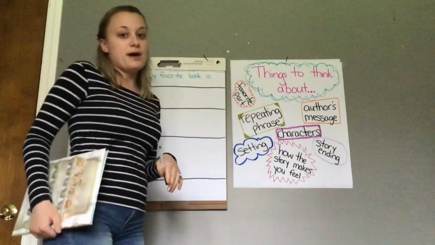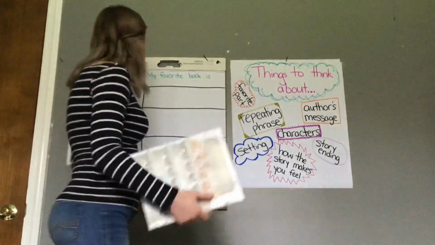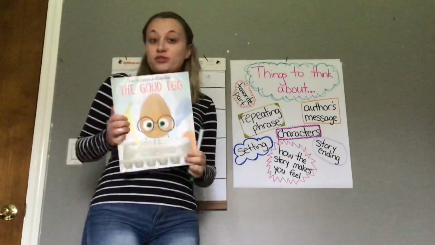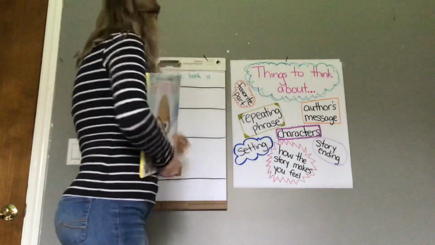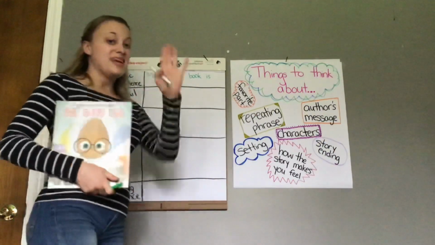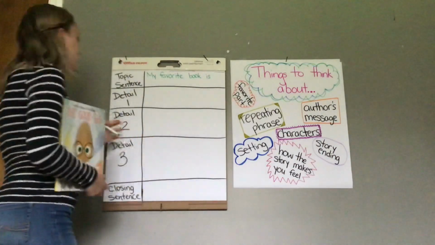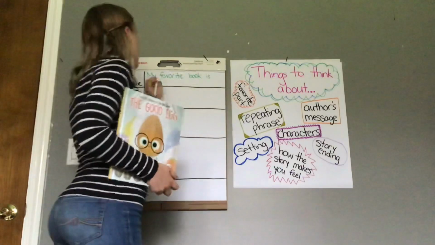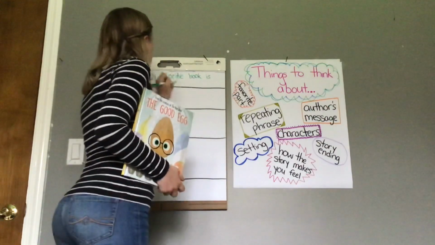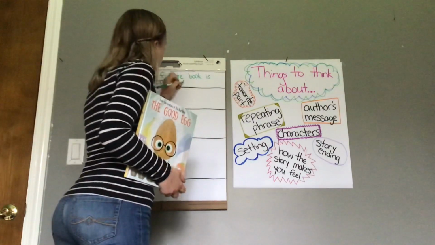So I'm going to fill out my graphic organizer about just my favorite book. You're going to write about your favorite Mem Fox book. So I chose the book, The Good Egg. So I'm going to make my topic sentence. That's how I start my graphic organizer, and it's always the first sentence. My favorite book is The Good Egg.